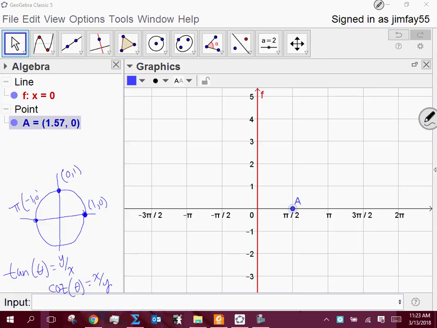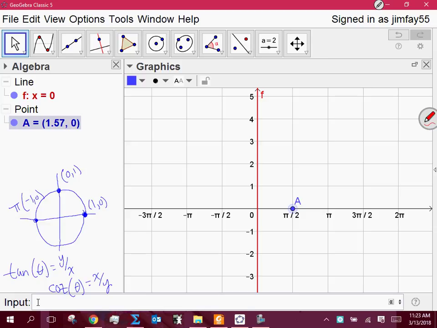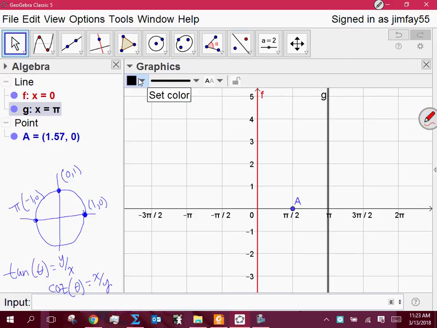And that's negative 1, 0, right? Okay. Negative 1, 0. So if I take x divided by y, what's that give me? Undefined again. So x equals pi. You have another asymptote.